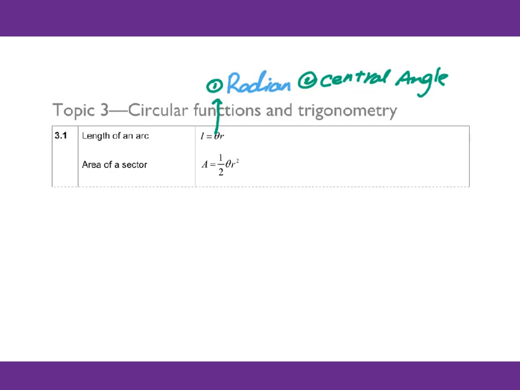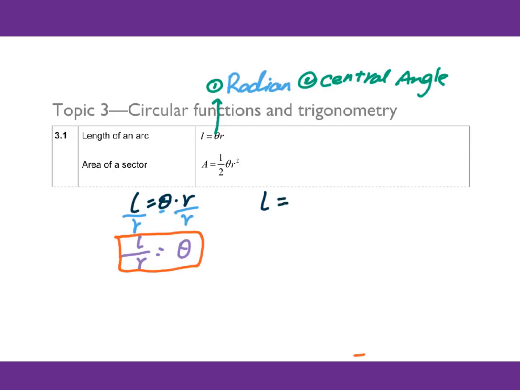So for given L equals theta times R, if we want to solve for theta, you need to divide by R on both sides. So you get theta equals L over R. If you are given arc length and a radius, theta will equal L over R.